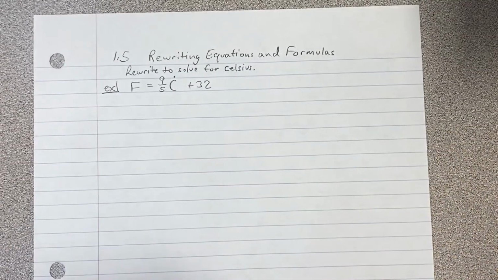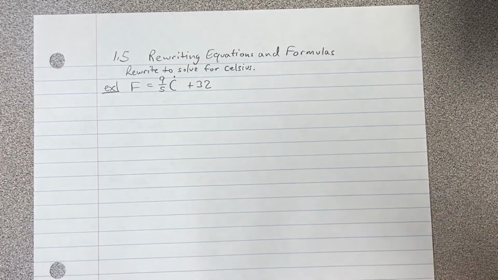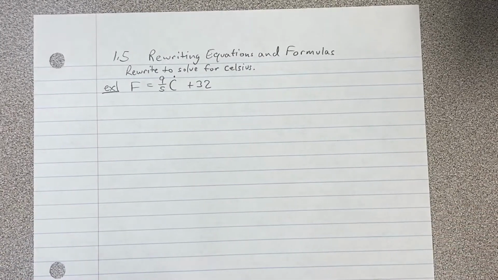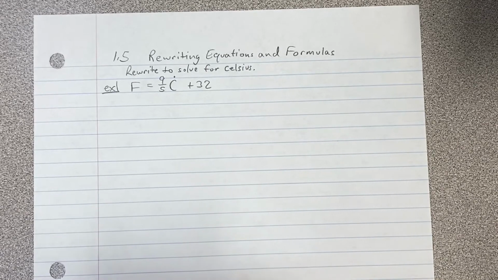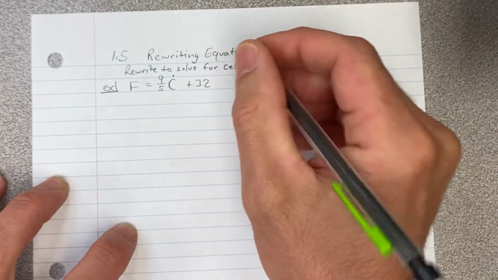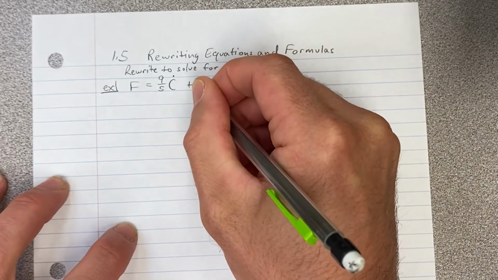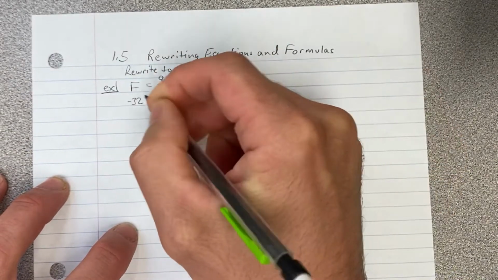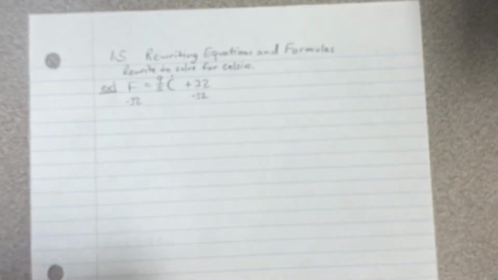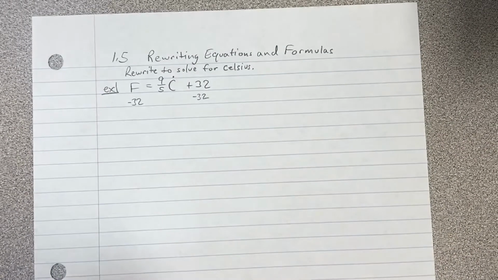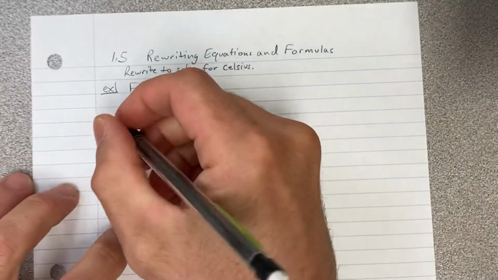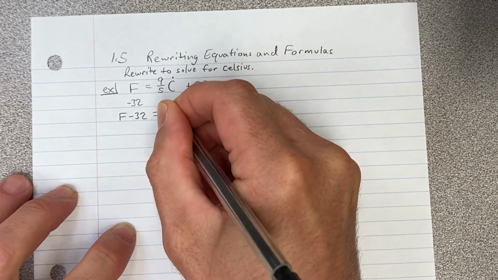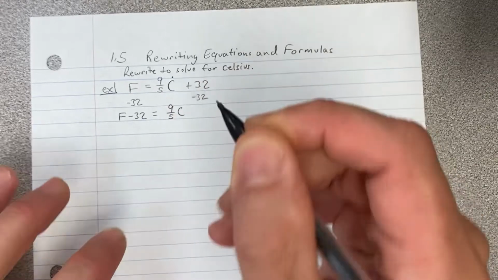Truth be told, you could do anything you wanted as long as you remember to do properties of equality and distribute if you need to. But I think probably the most straightforward way to solve this is to go ahead and subtract the 32 over. But what you'll find out oftentimes with rewriting equations and formulas is that things don't really simplify. So you just end up writing F minus 32 equals 9/5 C.